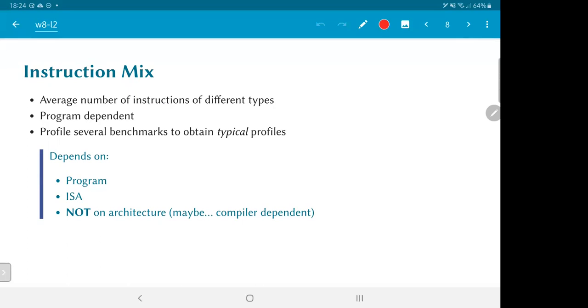Usually what is done is that based on experience, a number of different benchmarks have been created, and these are used in order to obtain typical profiles of programs that are going to run on a given processor. This instruction mix clearly depends on the program that you are evaluating and on the instruction set architecture. But the interesting thing is this instruction mix is typically not dependent on the hardware architecture. That is to say, we don't really care how many cycles each instruction takes. So whether we take a single cycle implementation or a multi-cycle implementation, the instruction mix for a given program would usually be the same.